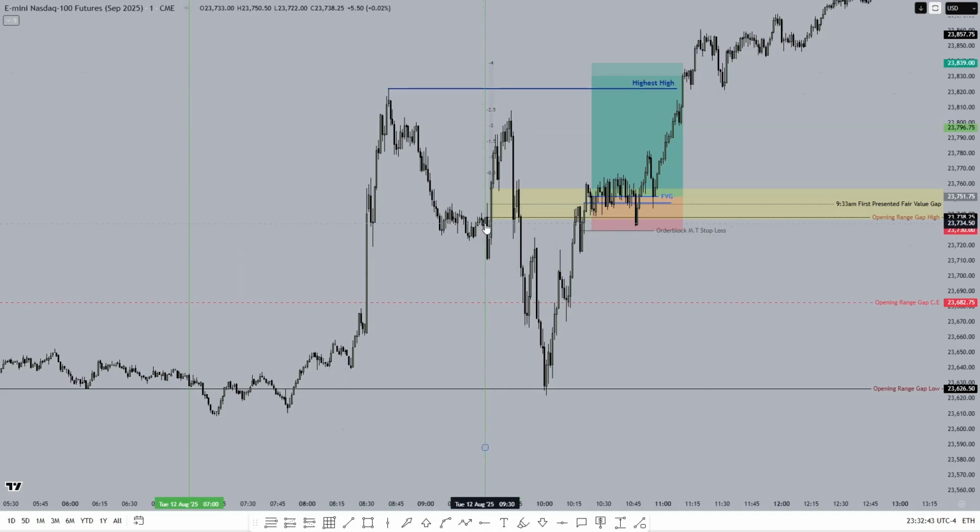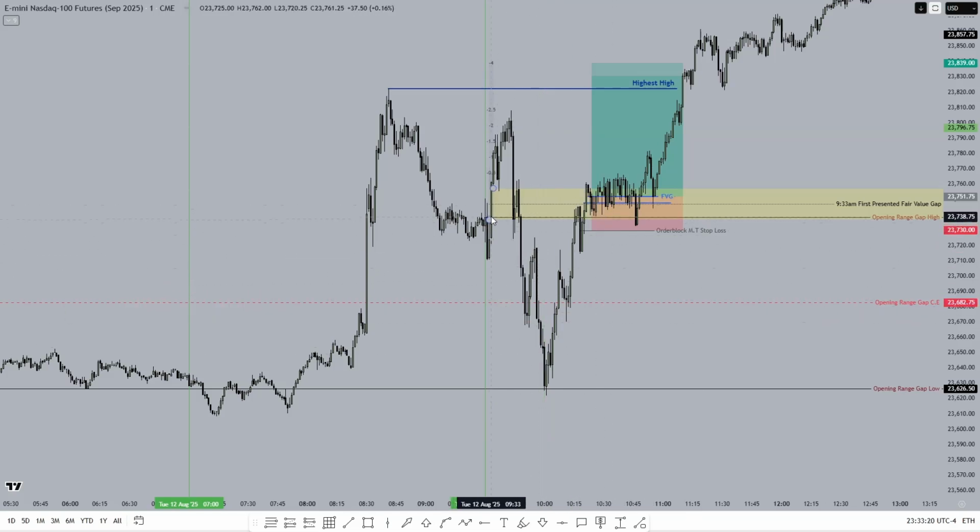At 9:30 a.m. we open and we create this opening range gap, with the high here, the low here, and the midpoint here. So now what we are waiting for is a retracement down into this gap within the first 30 minutes, which we have right here. Here is our marker for the first 30 minutes, where we touch that low.